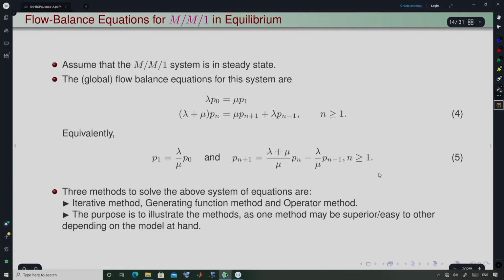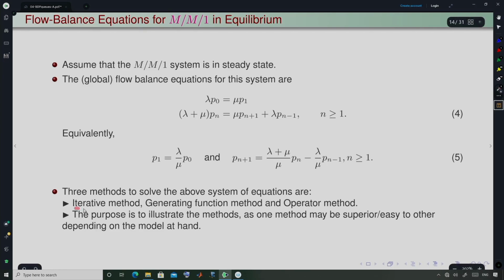And we will exhibit at least 3 methods, not that these are the only 3 methods, there are many more, but at least 3 methods to solve this system of equations and get the solution for this Pn, which is not a very complex one, it is very simple.